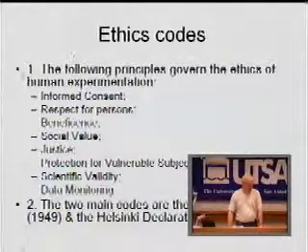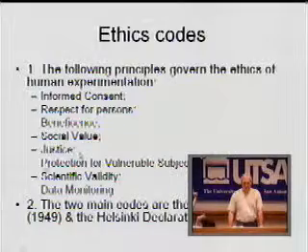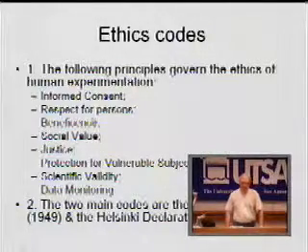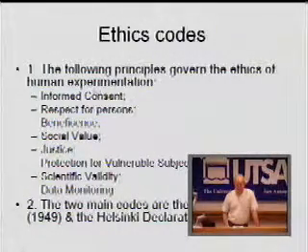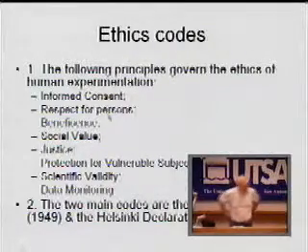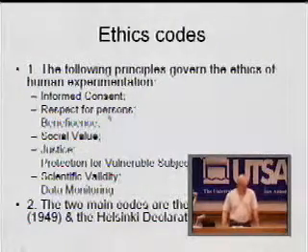The ethical codes that emerge, the following principles govern the ethics of human experimentation. So the informed consent, respect for persons, beneficence, social value, justice, protection of vulnerable subjects, scientific validity, and data monitoring. There's one that is not showing up on this list, but certainly is implicit from the list and explicit within these two, and that is confidentiality. The principle of confidentiality is essential in the utilization of human subjects in research.